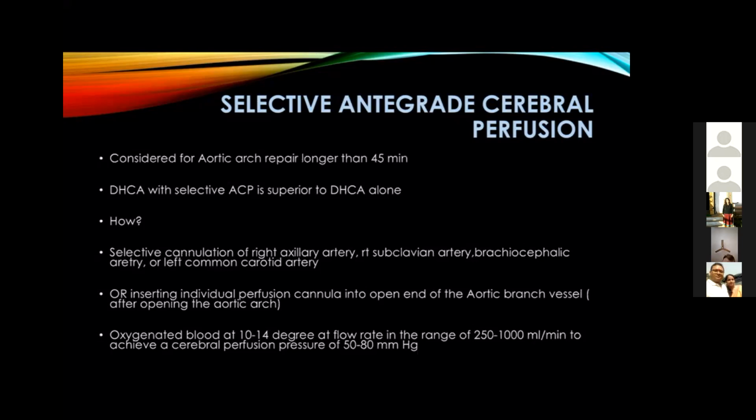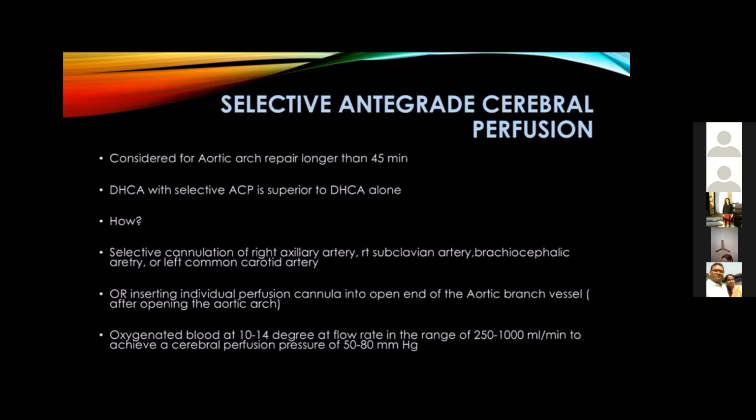Now, how is it done? Selective cannulation of the right axillary artery, right subclavian artery, brachiocephalic artery, or left common carotid artery is done, and/or inserting an individual perfusion cannula into the open end of the aortic branch vessel after opening the aortic arch. So after opening the aortic arch, they put a separate cannula in the left common carotid and a separate cannula in the left subclavian.